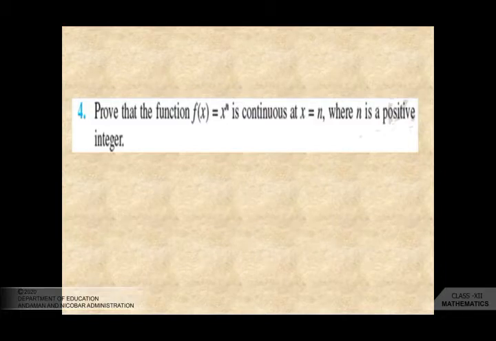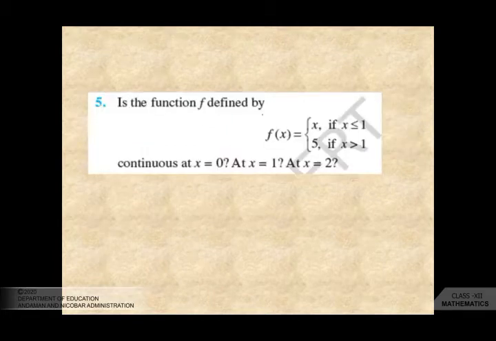Limit x tends to n you have to take here, because the point x is equal to n is already given. So you have to take limit x tends to n, f(x) is equal to f(n). ये आपको यहाँ पे प्रूफ करना है. तो फोर्थ क्वेश्चन आप खुद ट्राई करिएगा. आई होप आपको ये क्वेश्चन आराम से मिल जाएगा. Now moving on to the fifth question. Okay, let's see the fifth question.